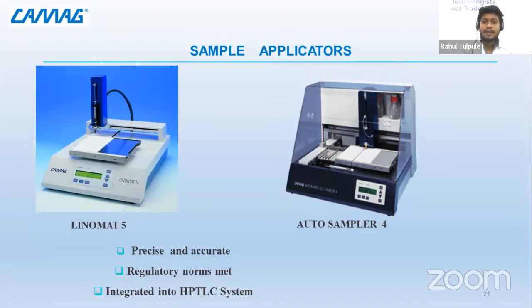Whereas with ATS 4, if you are able to see behind, there are two different bottles, the waste bottle and a rinsing bottle. You have to just fill these bottles once, and at each application, the system will automatically rinse and clean the syringe on its own.